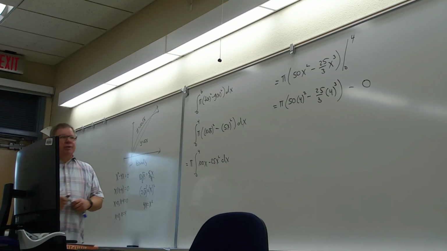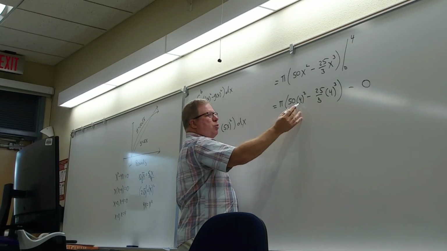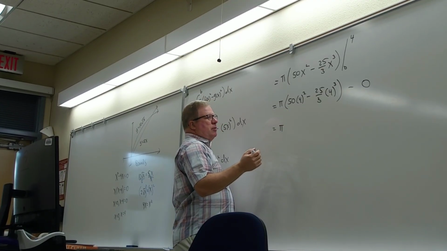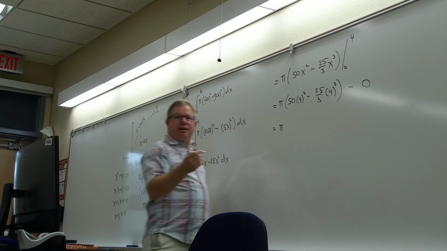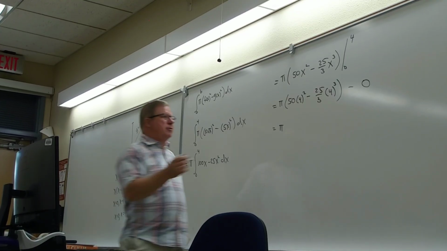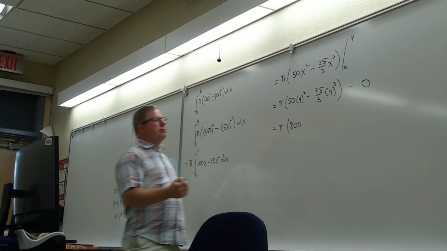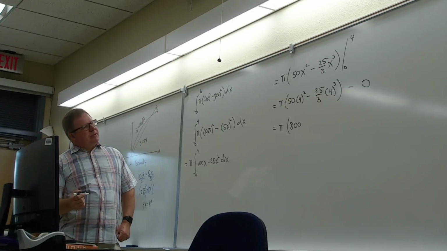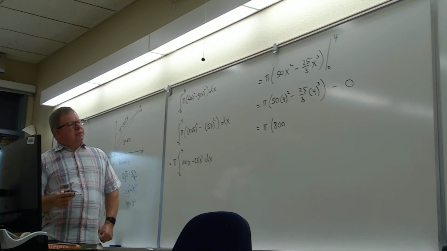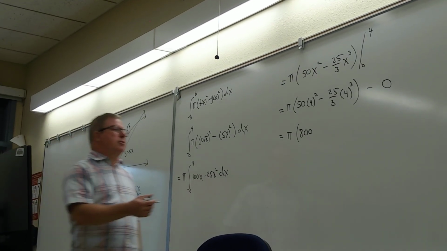Now it's just arithmetic. Hardest part. 4 squared is 16. 16 times 50. Is it 8,000? 16 times 50? 8,000? 800. 800? Yeah. Okay, that's way off. Got the 8 right. See, 16. So 10 times 50 would be 500, 6 times 50 would be 300, it's 800, good.